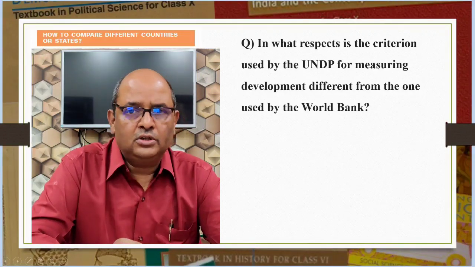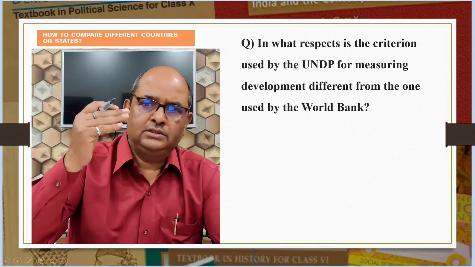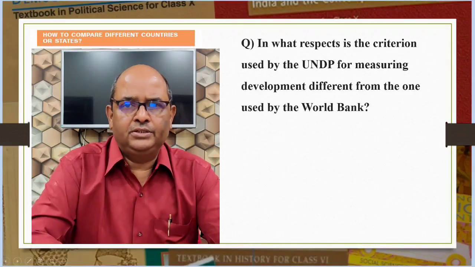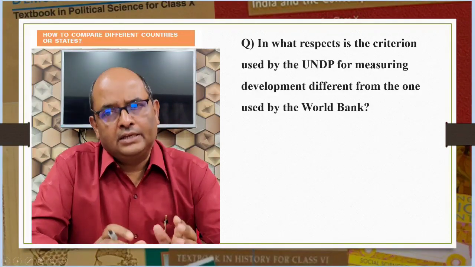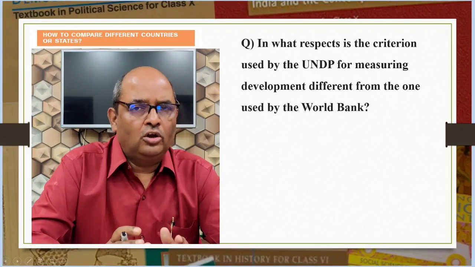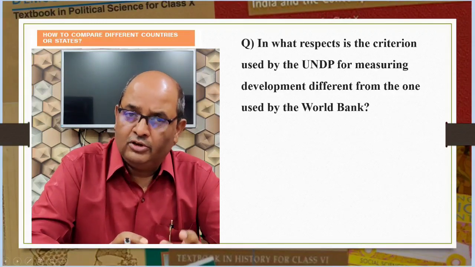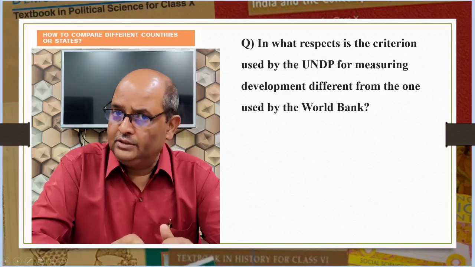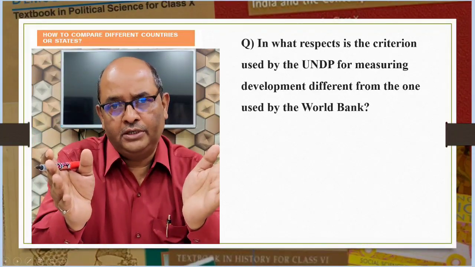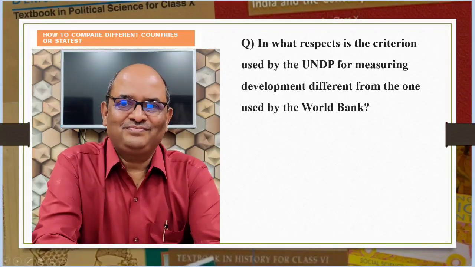On the basis of the comparison done by the UNDP, the countries are ranked as first, second, third like this. Whereas on the basis of the comparison done by the World Bank, the countries are divided into three categories: rich or high income countries, middle income countries, and the third one, poor or low income countries. So the UNDP has a broader concept of development and the World Bank has a narrow concept of development.